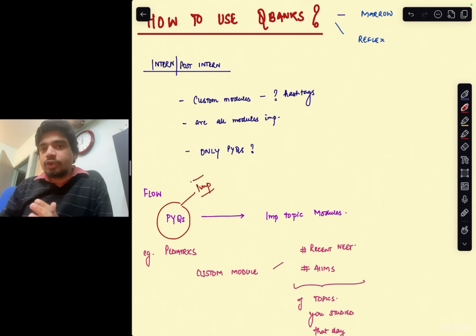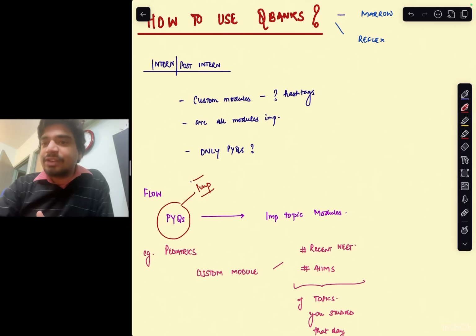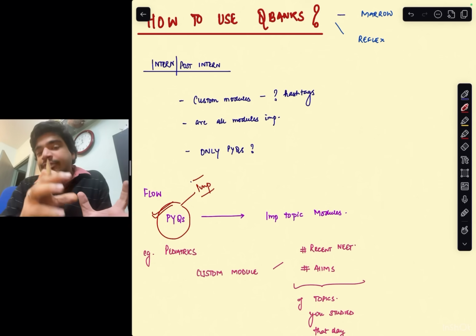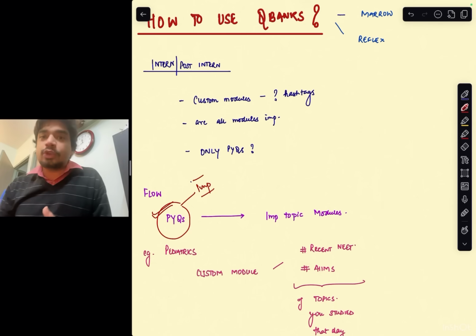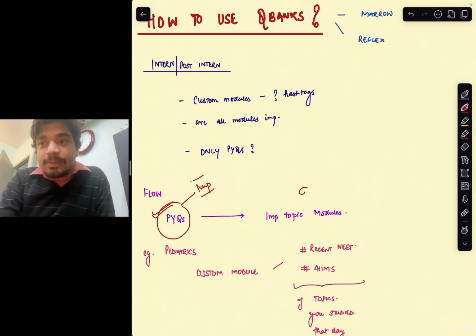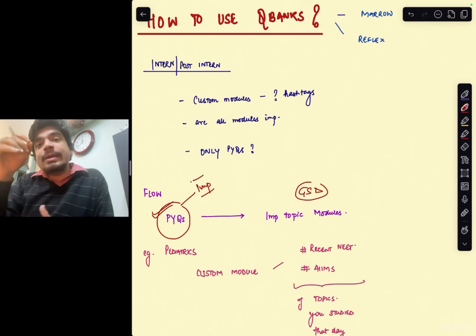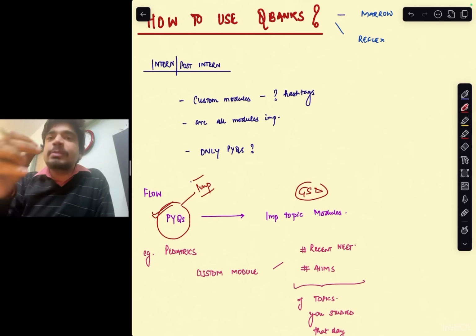So the flow when you're solving MCQs and a Qbank is, first you have to solve PYQs. And from PYQs, you'll understand important topics. So you understood, let's say, glycogen storage disorder is an important topic. So the GSD module needs to be solved. You cannot miss out on solving the glycogen storage disorder module.